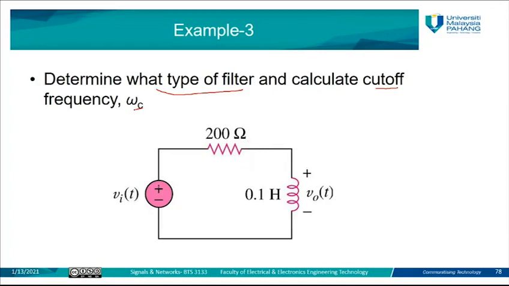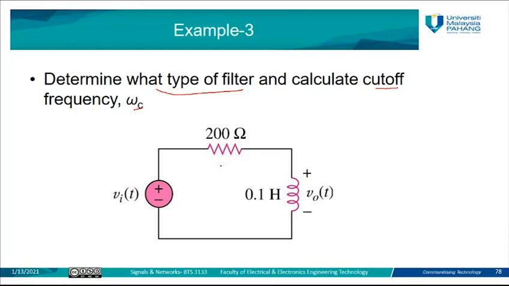So here we have one input source with a resistor R equal to 200 and an inductor L equal to 0.1. We don't know, is it low pass or high pass? Is it band pass or band stop filter? How can we know these things? By writing the transfer function for this circuit.